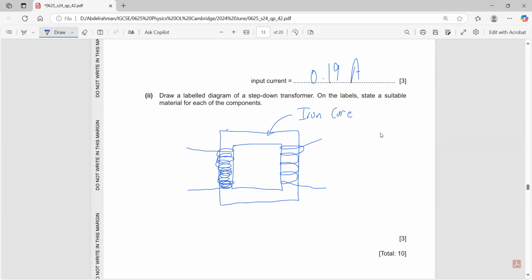This is the primary coil. It's made out of copper. And this is the secondary coil, which is also made out of copper. Okay.